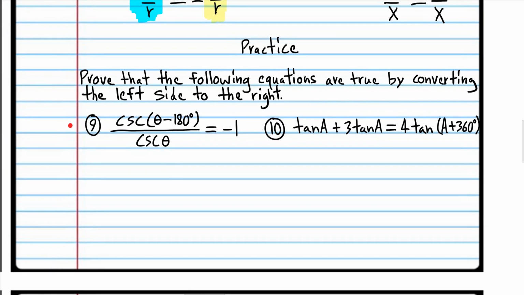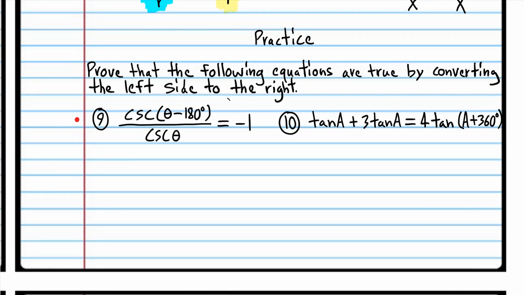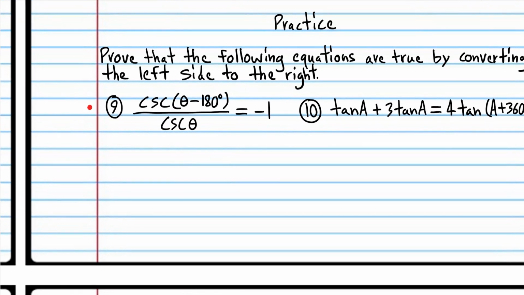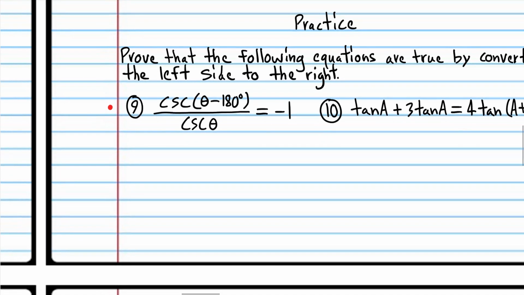So let's do some practice problems. We're going to prove that this equation is true. So cosecant theta minus 180 is equal to negative cosecant theta. If you have your equations right in front of you, you know that. And of course we divide and we get negative 1. So that was pretty easy. We proved it.